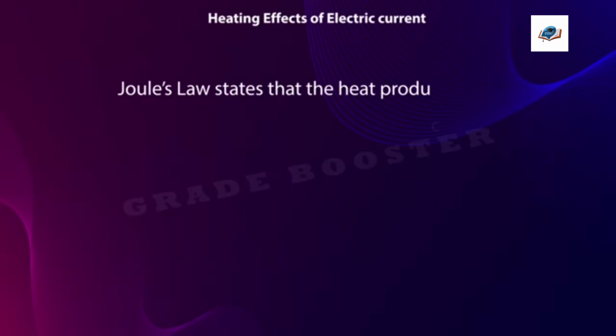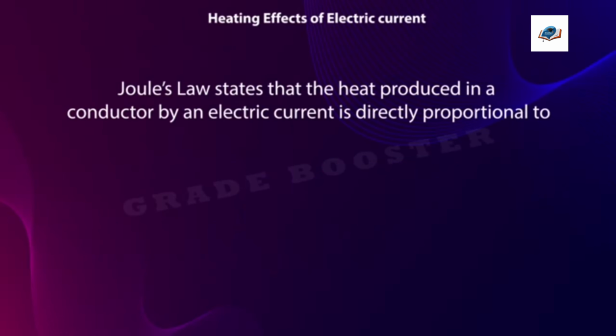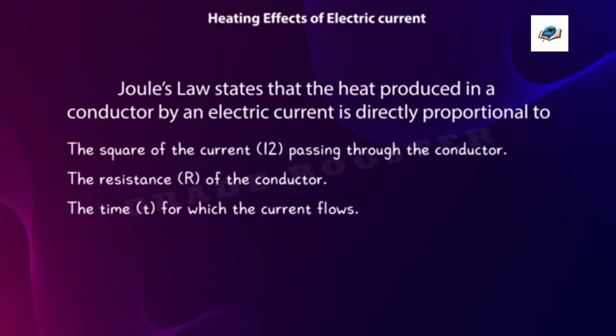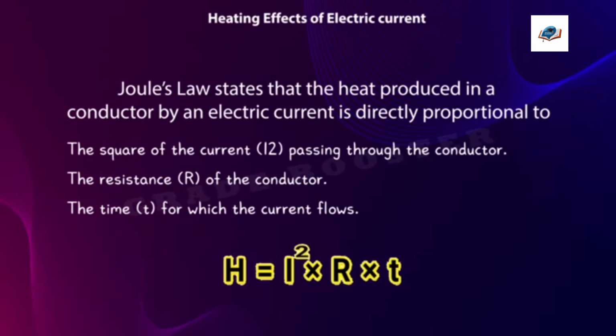Joule's law states that the heat produced in a conductor by an electric current is directly proportional to the square of the current passing through the conductor, the resistance of the conductor, and the time for which the current flows. That means H equal to I square into R into T.